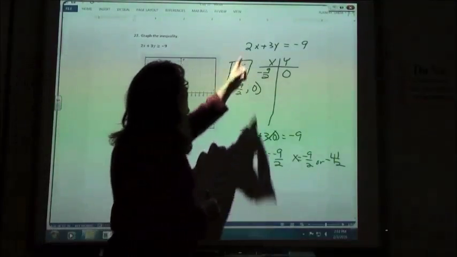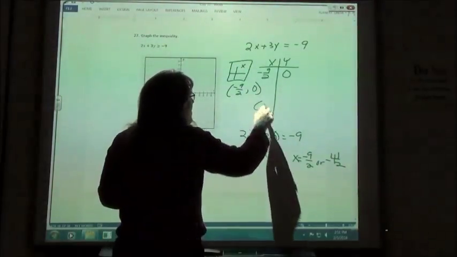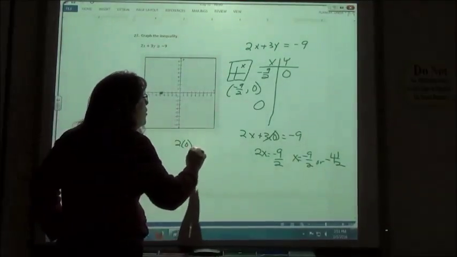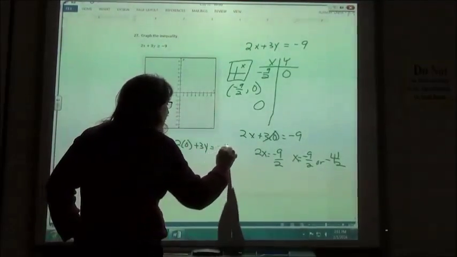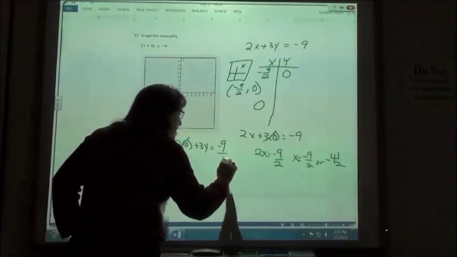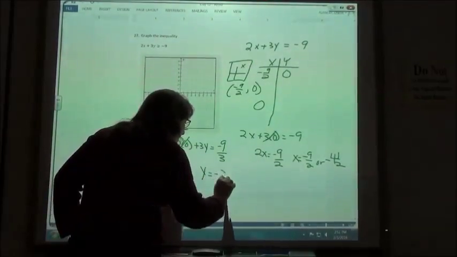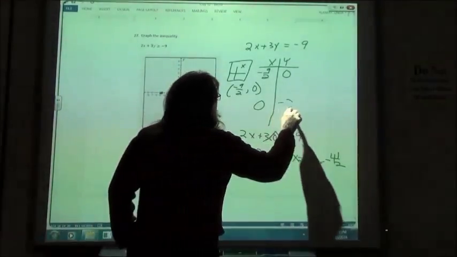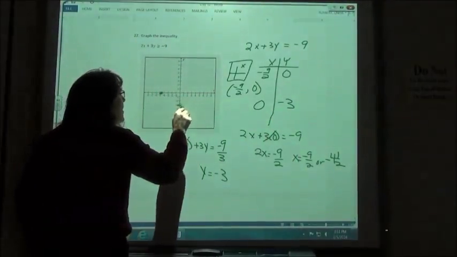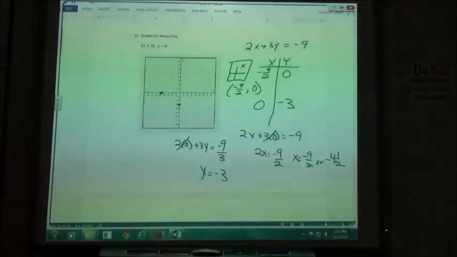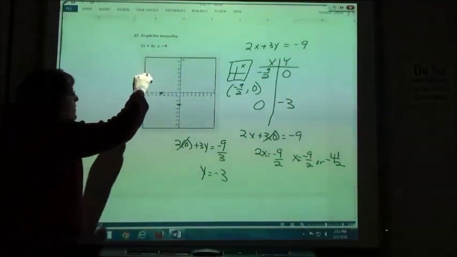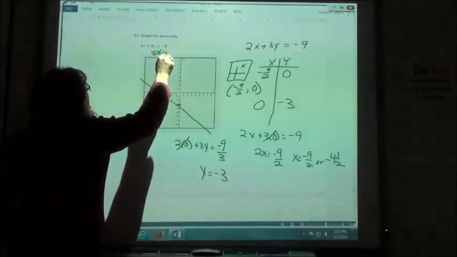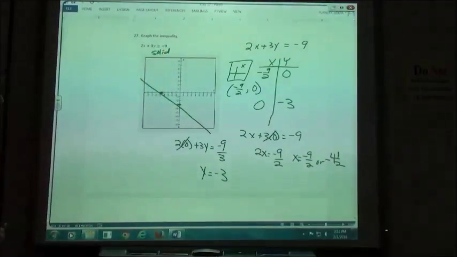Then I'm going to go ahead and find my y-intercept. So I'm going to put 0 in for x. So 2 times 0 plus 3y equals negative 9. This one's going to come out a little nicer. Negative 9 divided by 3 is negative 3. So my y-intercept is negative 3. Draw my line. Check. Should stay solid because I do have the equal to underneath.